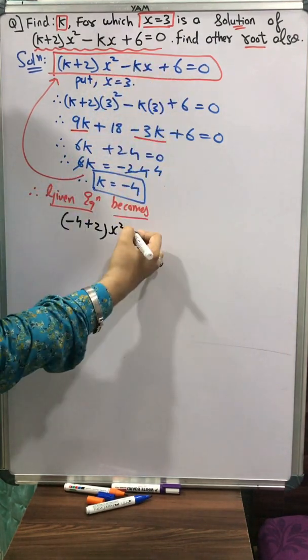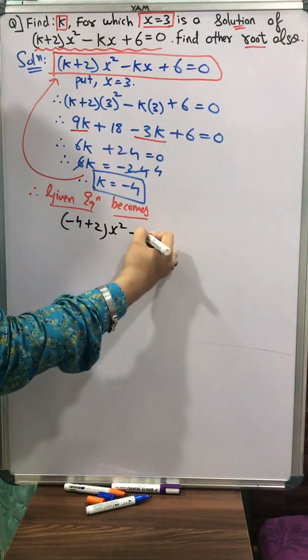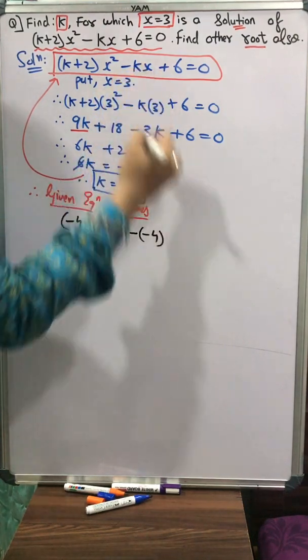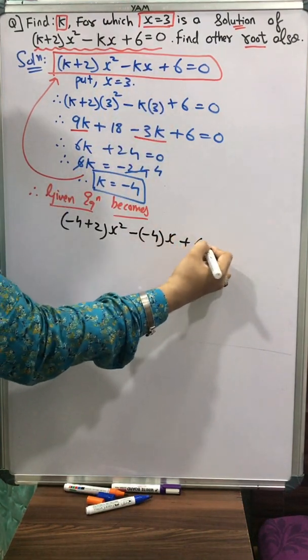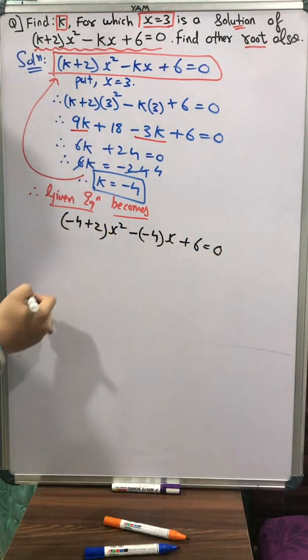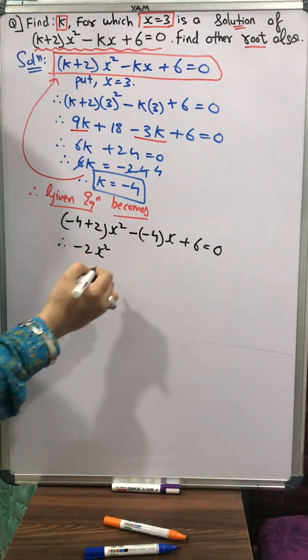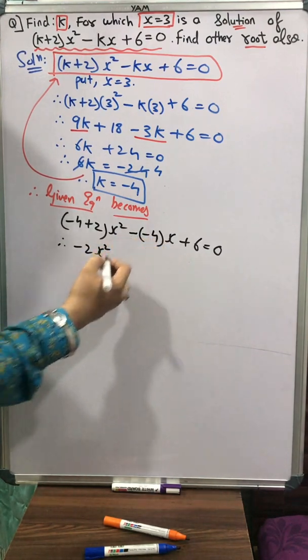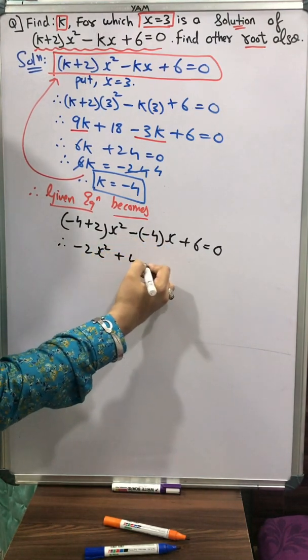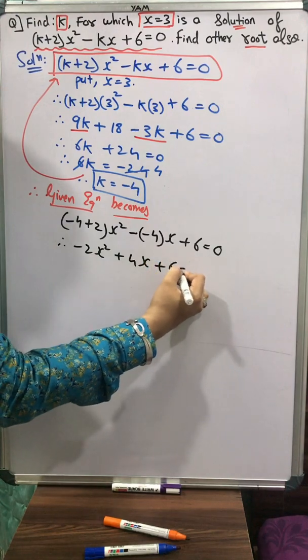Minus kx, minus, at the place of k, minus 4. X as it is x, plus 6 is equal to 0. Minus 4 plus 2, it's minus 2. Therefore, minus 2 into x square. Minus minus becomes plus. So it becomes plus 4x plus 6 is equal to 0.